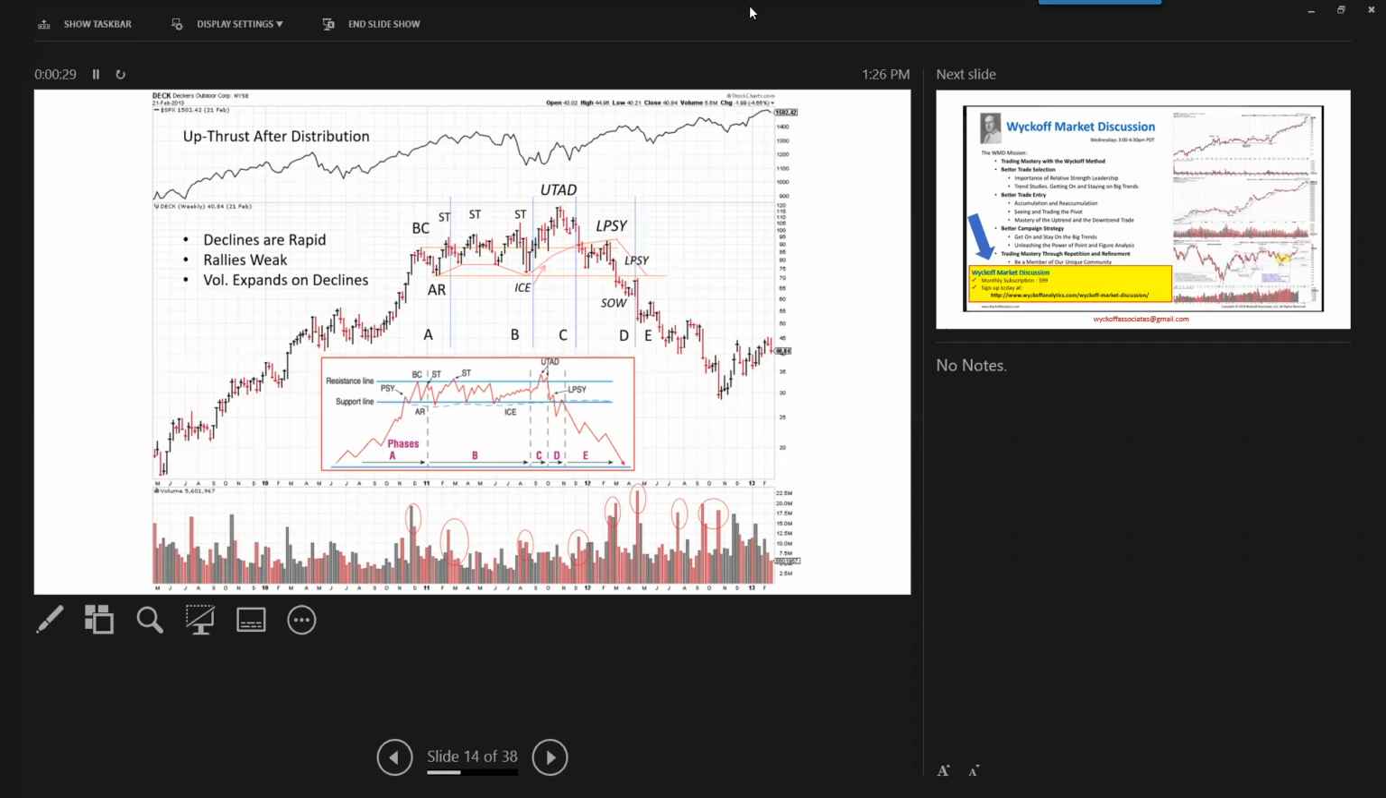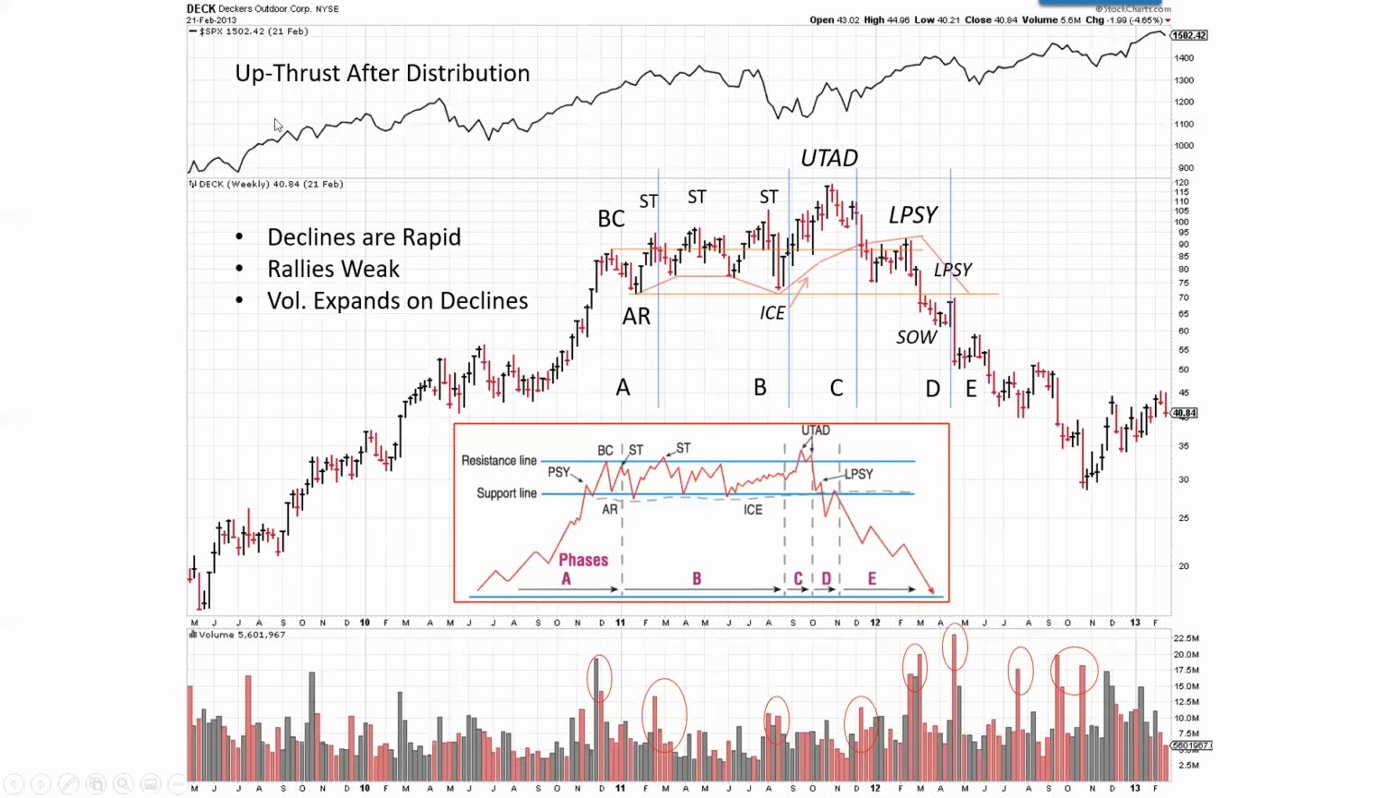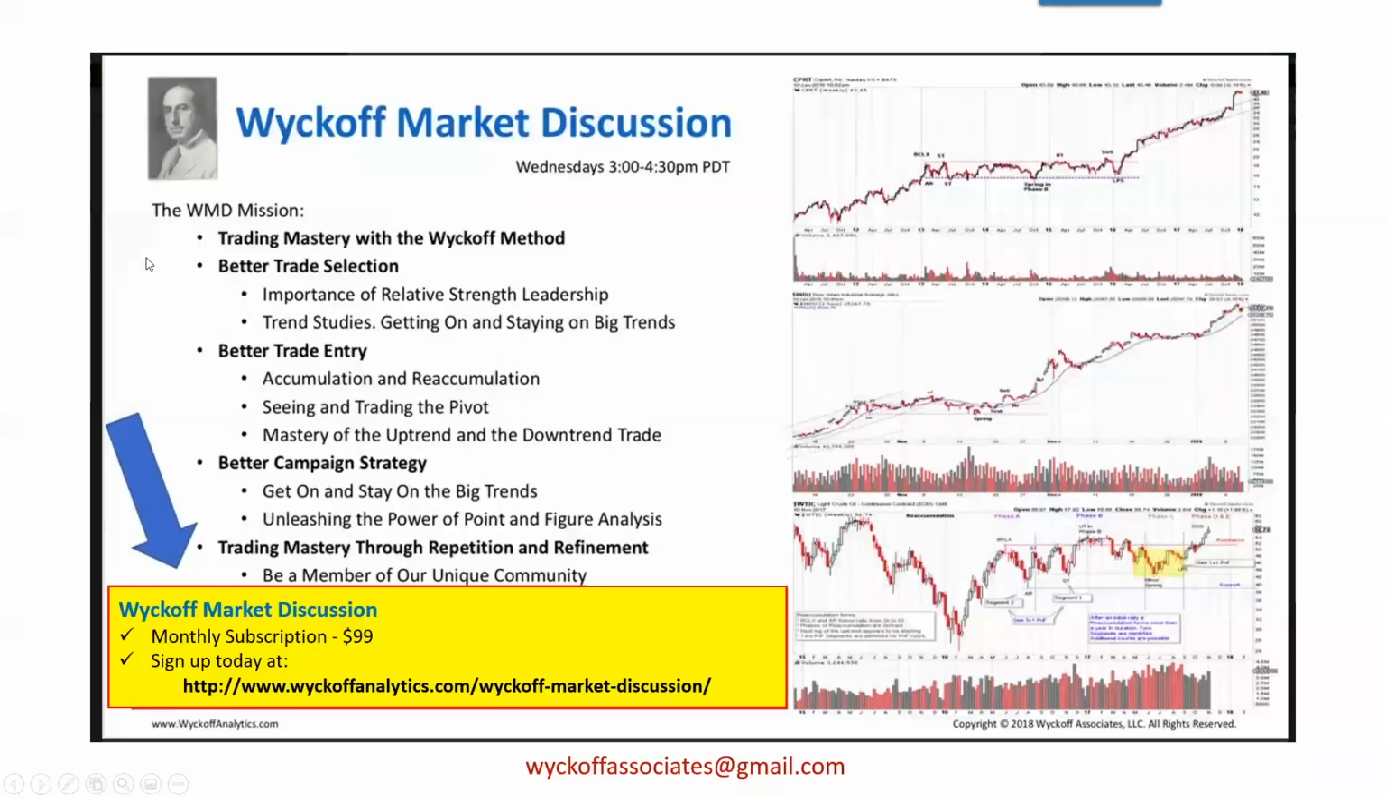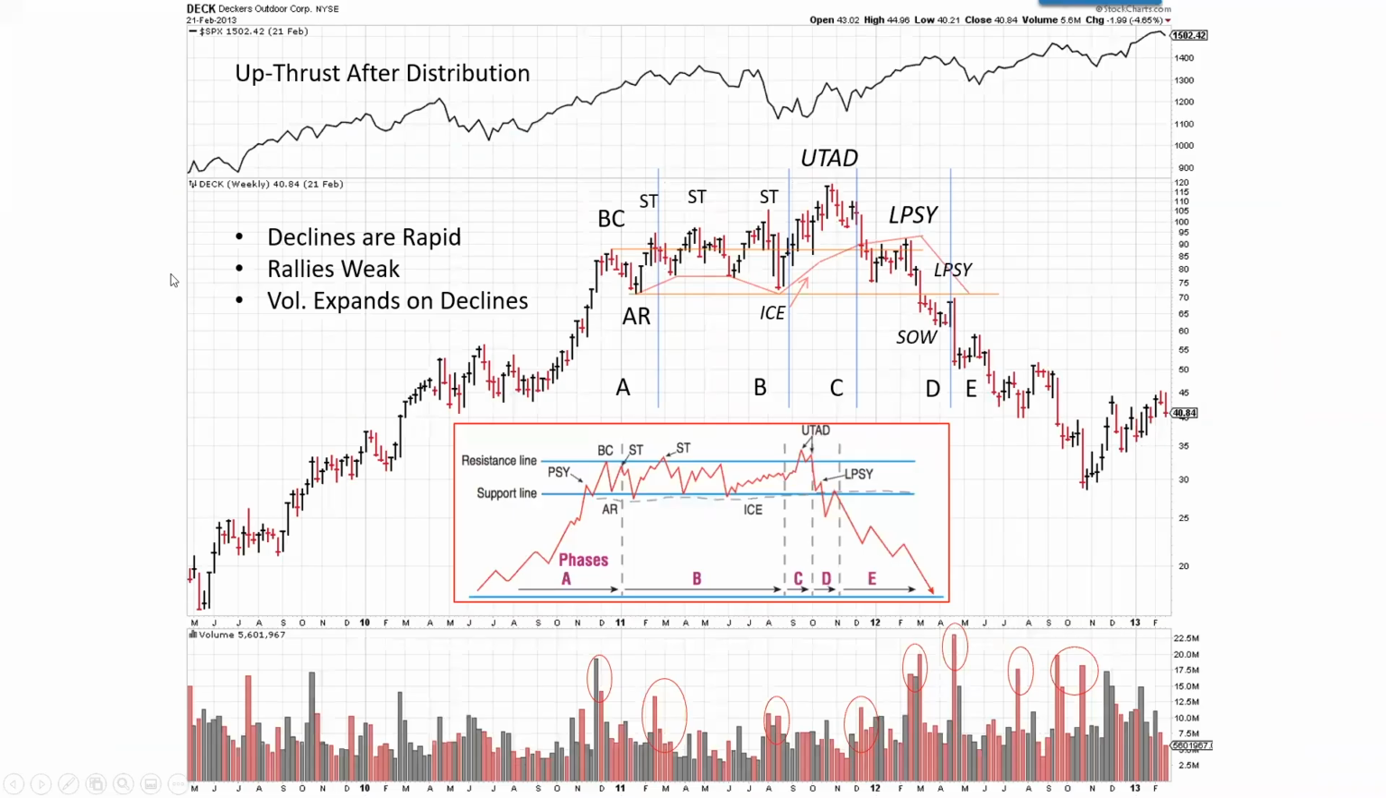Here, let me flip this. Here is the example of the distribution with an upthrust after distribution that comes at the end. And so you can see here that there's a buying climax, automatic reaction, a series of secondary tests, and then this big bulging upthrust, which is that whole notion about a breakout occurring and then failing.